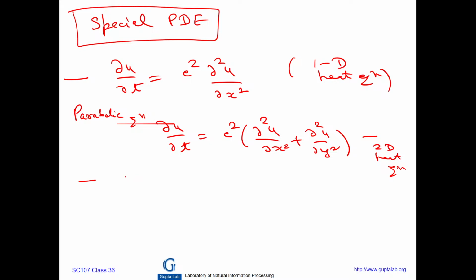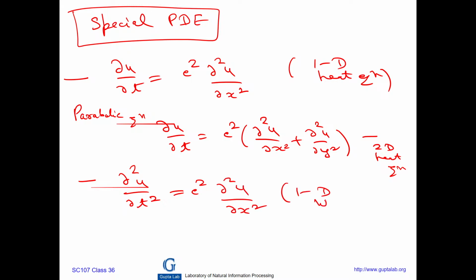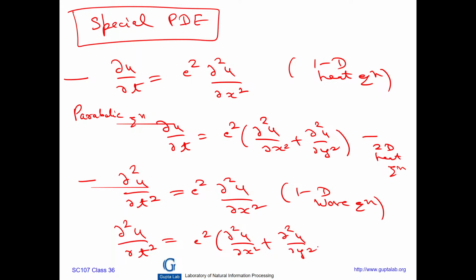Okay. The second one is when you say ∂²u/∂t² = c² ∂²u/∂x². This is known as the one dimensional wave equation. All these three are very, very important. Similarly, we have the two dimensional one, plus ∂²u/∂y². Two dimensional wave equation. Right? And this is hyperbolic in nature as per the classification. Okay?